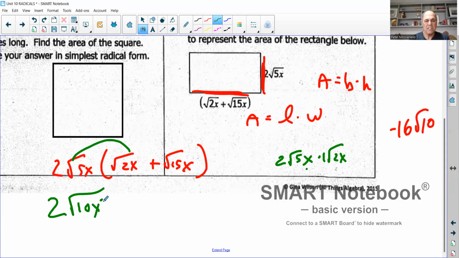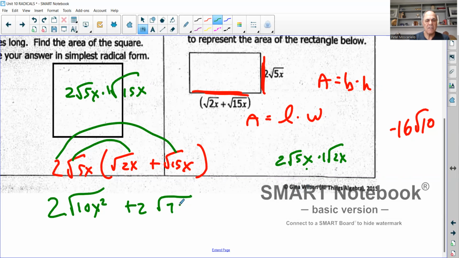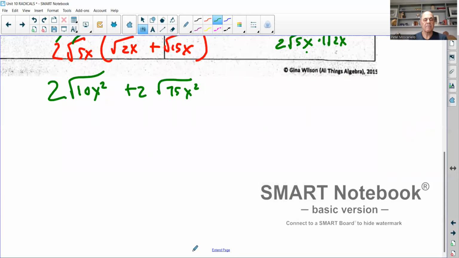5x times 2x is 10x squared. Let's just leave that alone for a minute. 5x times root 15x. 2 times 1 is 2. 5x times 15x is 75x squared. Okay. Can we break these down? Well, 10 doesn't break down. It's 2 times 5. Nothing comes out of the sock drawer.